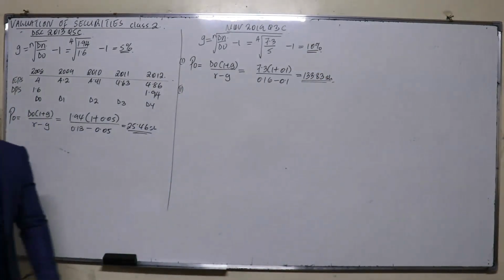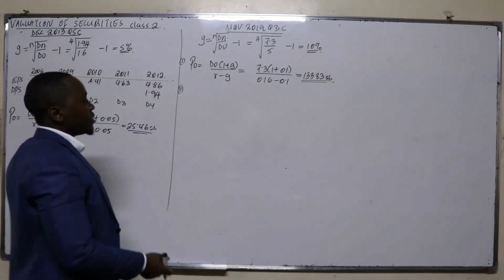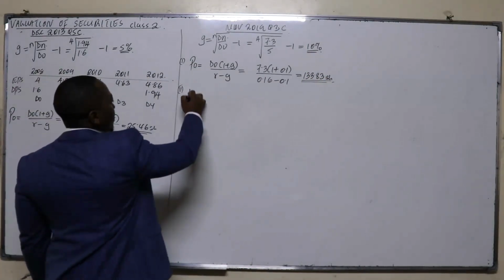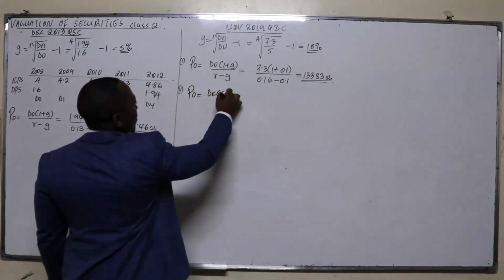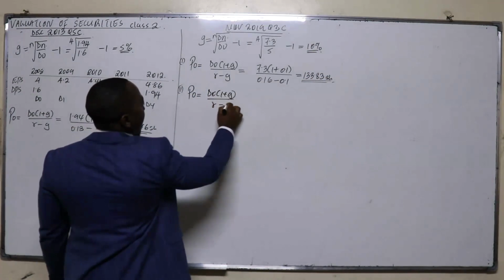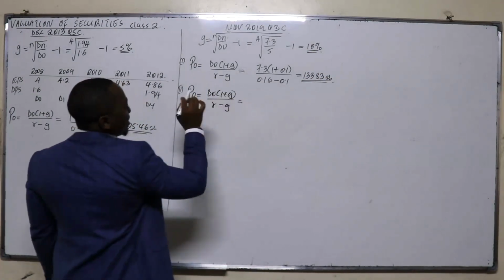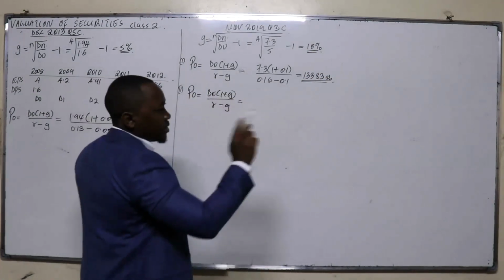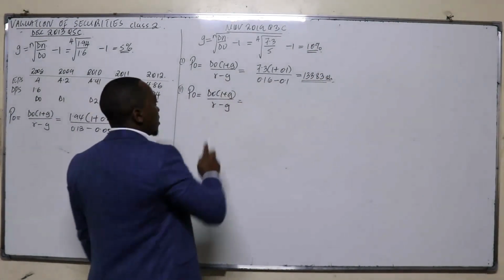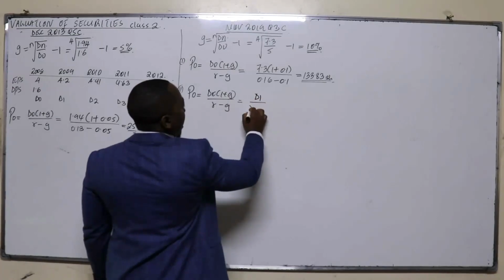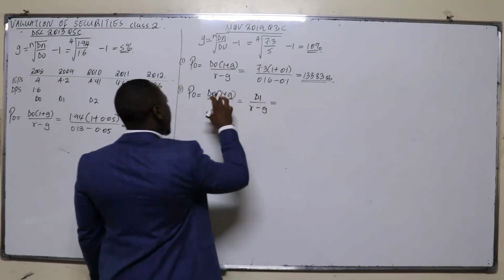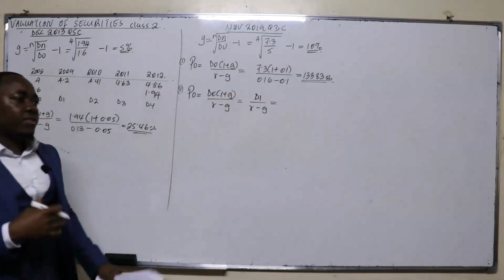Number two, the market price per share as at 1st December 2018 under the new financing policy. So we want to get the market price under the new financing policy. Also the formula is the same. Theoretical value is D0 (1 plus g) over (r minus g). And you see that if you take D0 (1 plus g), what do you get? D1, correct, over r minus g. So we want to determine now the market price per share after the dividend policy change.